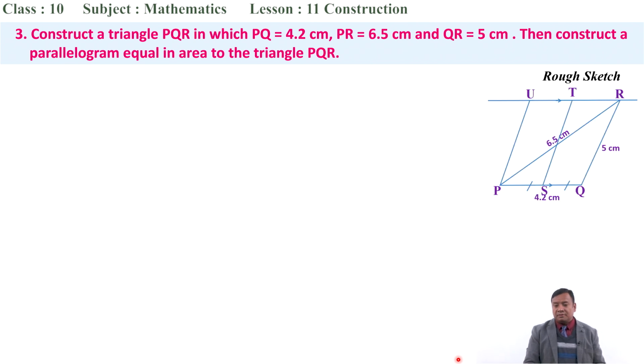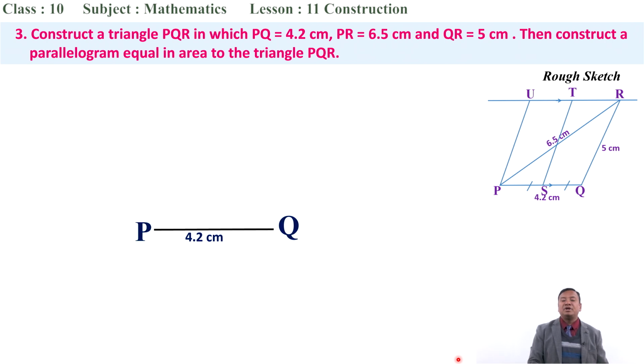Now, first of all, here also we have to draw a line segment. As in the previous way, you can draw a line segment of 4.2 centimeter. You can name it PQ. Yes. Here we have PQ is 4.2 centimeter. First of all, we have to draw a line segment.